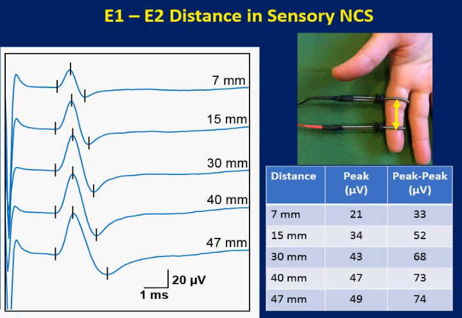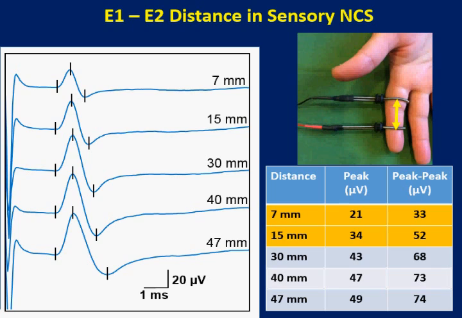The numerical data is tabulated. Note the reduced amplitude at shorter distance, but the latency is unaffected. This pattern is similar to axonal neuropathy. Hence, short distance between E1 and E2 electrodes should be avoided.